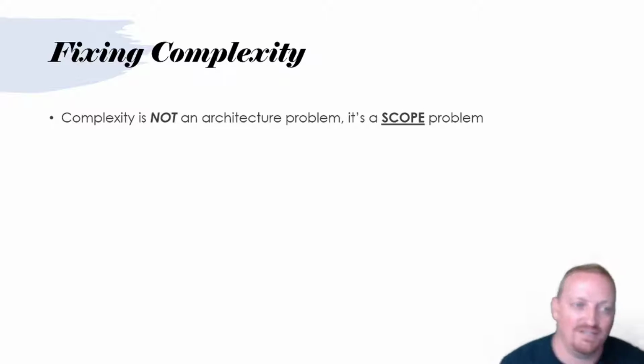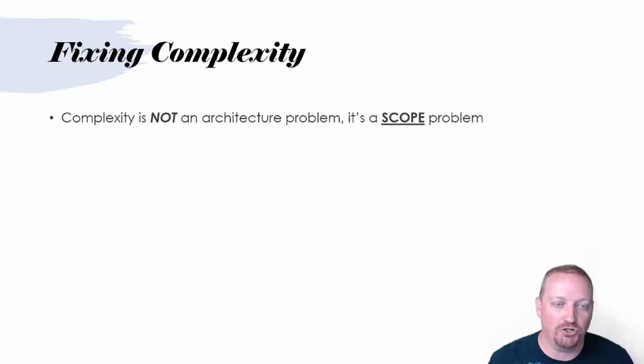You can't always do it. You can't always eliminate all of the complexity of a story, but there are some things that you can do to definitely eliminate a lot of it. So the first thing that you need to recognize is that complexity is not strictly an architectural problem. Architecture can be a part of the problem of complexity, but really what we're talking about when we're talking about complexity is the scope of the problem, right? It's not about the infrastructure, it's not about the architecture, but it's about the size of the problem itself.